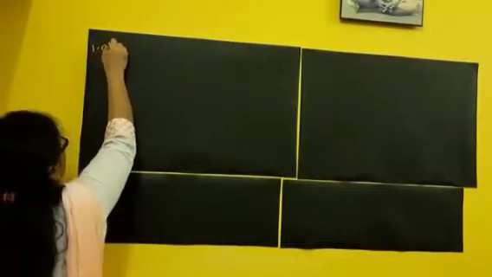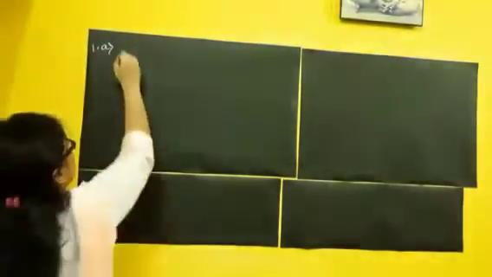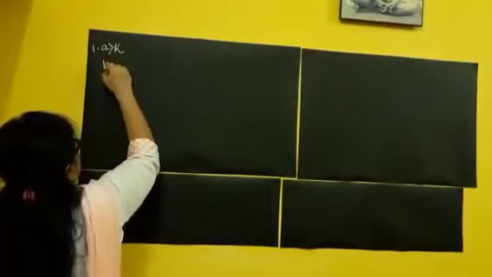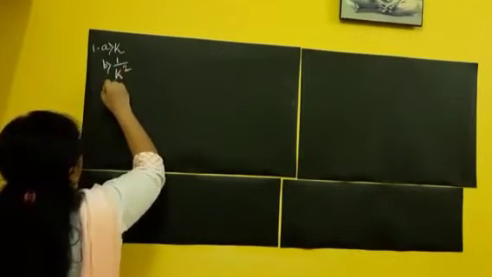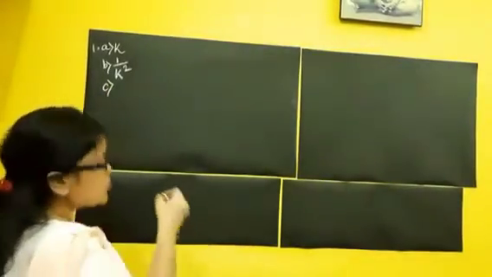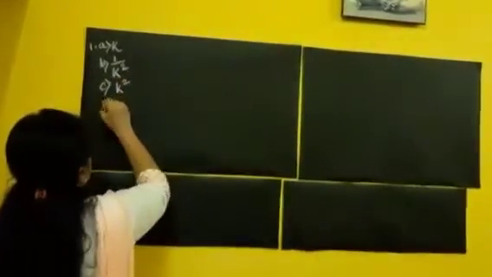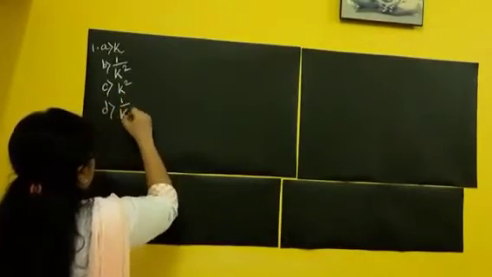First question: if the conductivity of a substance is K, then the resistivity of the substance will be, repeat, if the conductivity of a substance is K, then the resistivity of the substance will be. Options given are: option A is 1 K, option B is 1 by K square, option C is K square, and option D is 1 by K.